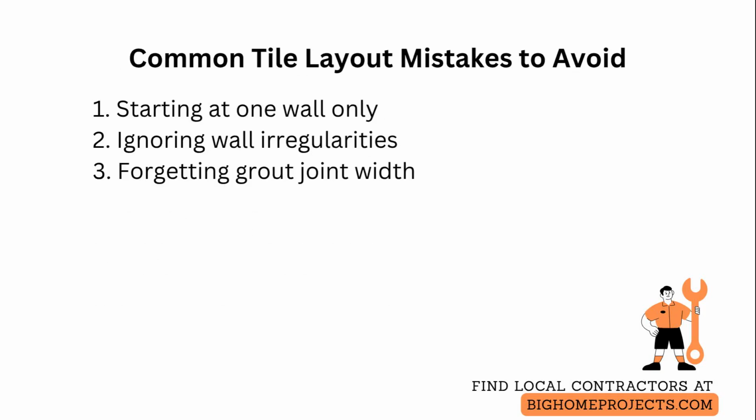edge alignment. Common mistakes include starting at a straight wall without checking the opposite wall, which leaves one side with tiny slivers that are hard to cut cleanly, so always measure and balance from both sides and dry fit first.